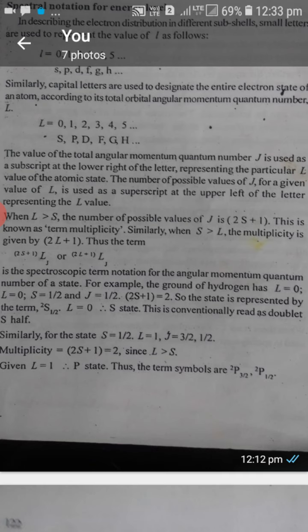Next, it has two terms, two symbols. L equal to 1 means P subshell. Then the 1/2 in the subscript is the J value, J equal to L minus S, that value 1/2. In the superscript, the possible value is 2S plus 1, that is 2. Like this we can write the spectral notation.